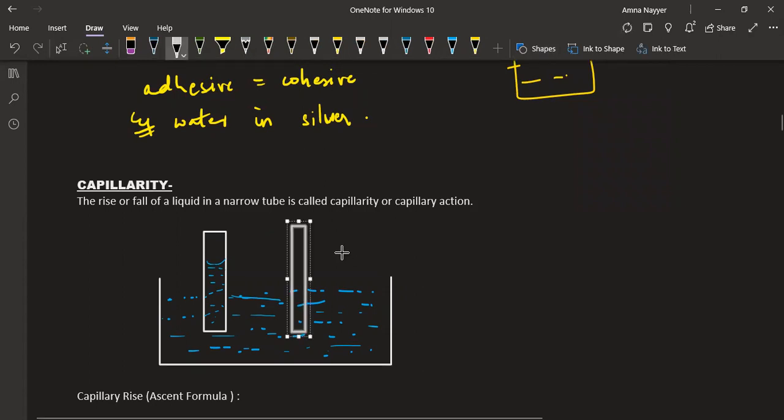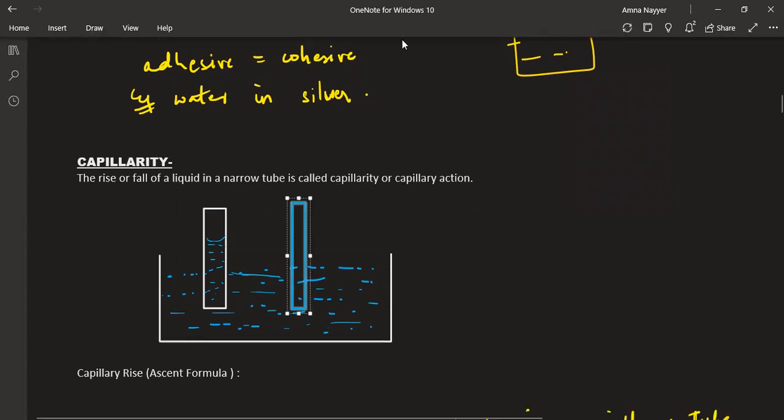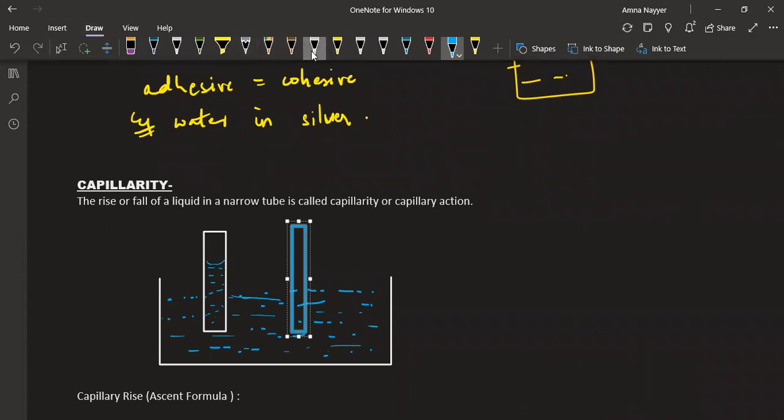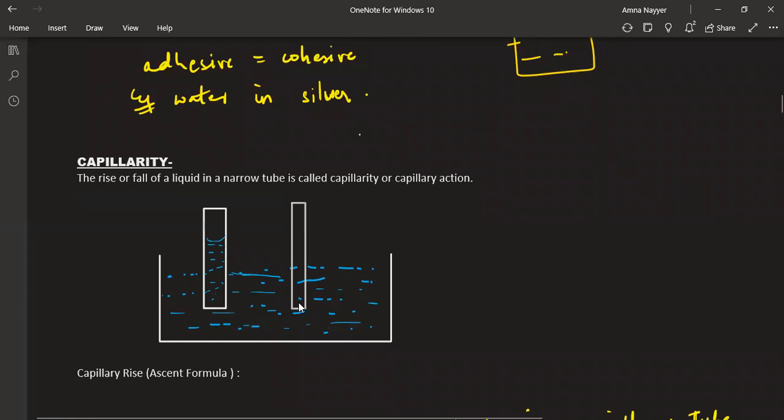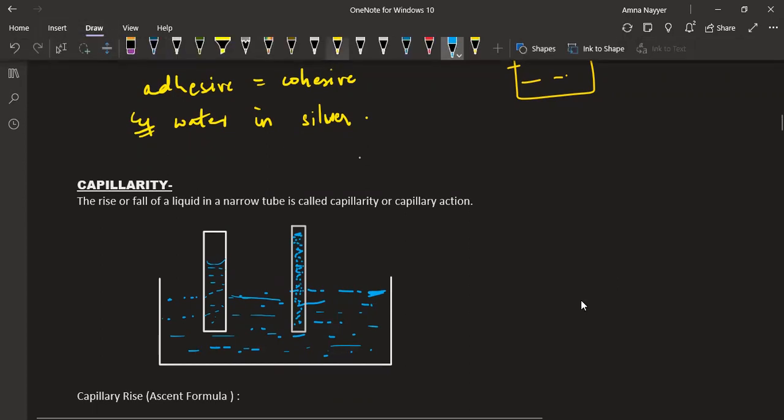I have taken even a narrow, see here class, what will happen when you will take such a narrow tube, you will automatically see that the level of water is rising up. This will be the level of water. What was the actual level of water? You are able to see water level till here. All right.